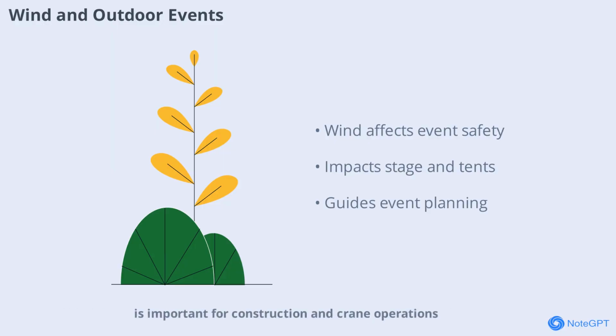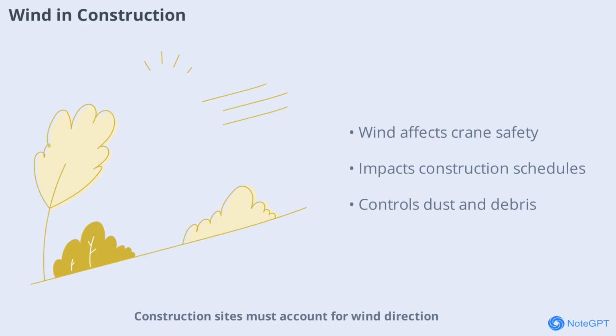Next, we'll look at how wind direction is important for construction and crane operation. Construction sites must account for wind direction when operating cranes and lifting heavy materials. Sudden gusts can pose safety risks and disrupt schedules. By monitoring wind conditions, workers can prevent accidents and ensure projects stay on track. Wind direction also affects the spread of dust and debris, impacting nearby communities.